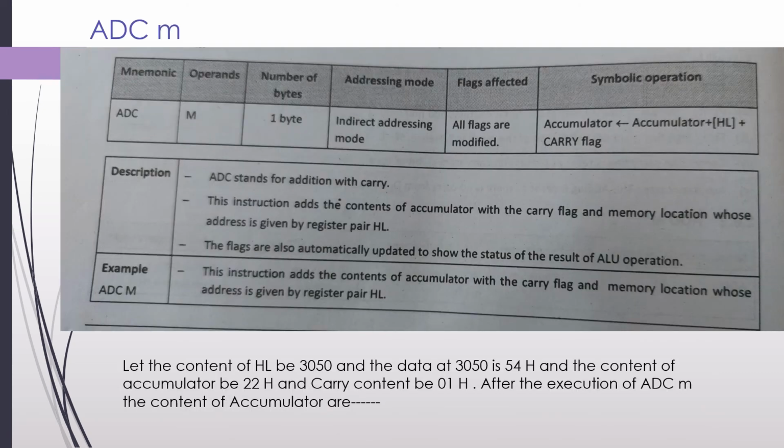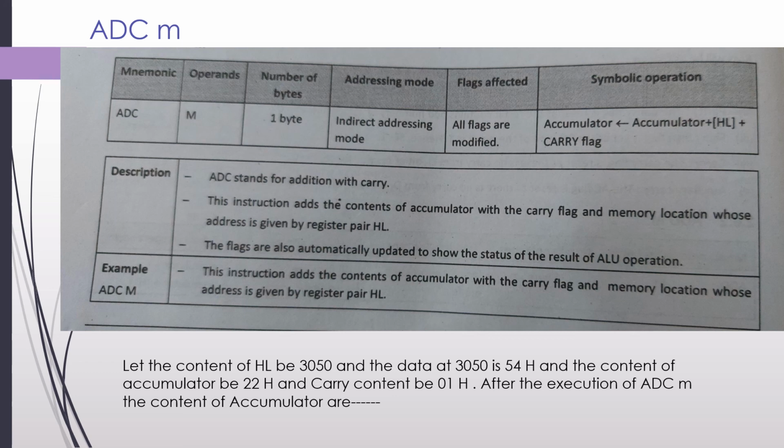Okay, the next instruction that we are going to understand is ADC M. What is the meaning of ADC M? Add the contents of the accumulator and memory along with carry. So A plus the contents of memory plus carry, and the result is stored back into the accumulator. It is a single byte instruction, as one of the operands is the memory. That's why the addressing mode is indirect addressing mode, and all flags may be modified.